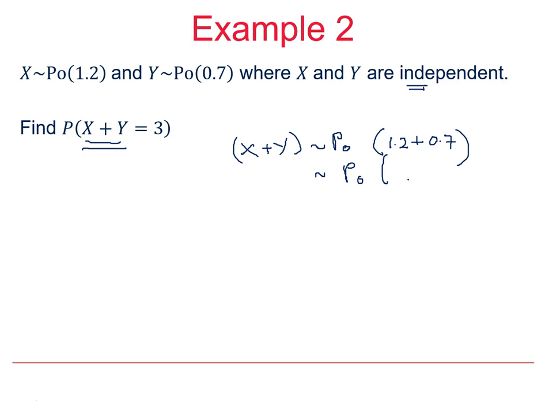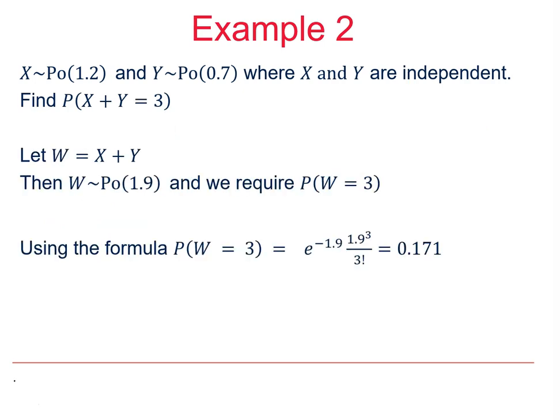So x plus y follows a Poisson distribution with parameter 1.9, and we want the probability that x plus y equals 3, so that would be e to the minus 1.9 multiplied by 1.9 to the power 3 divided by 3 factorial. And using that formula you should obtain the answer 0.171.